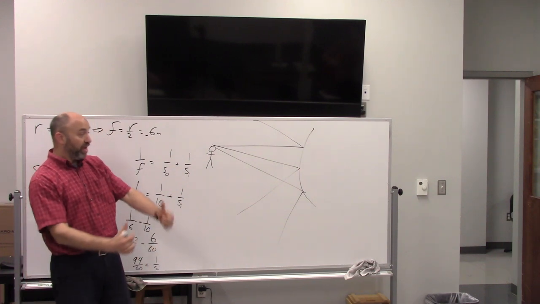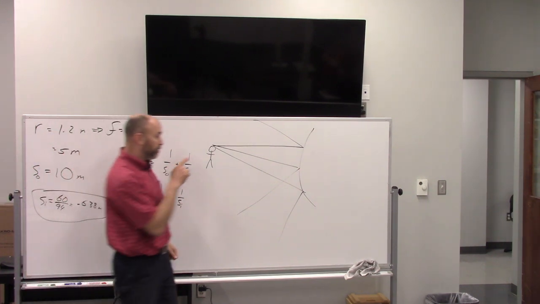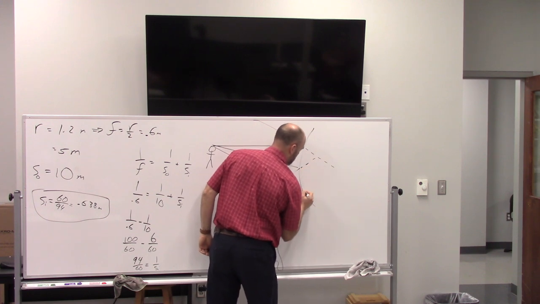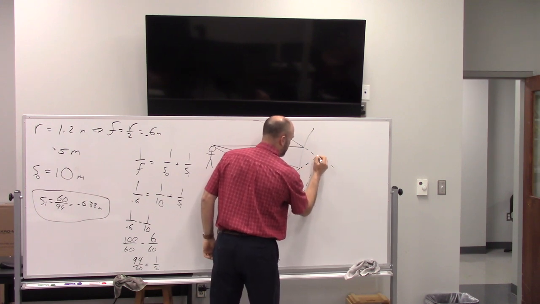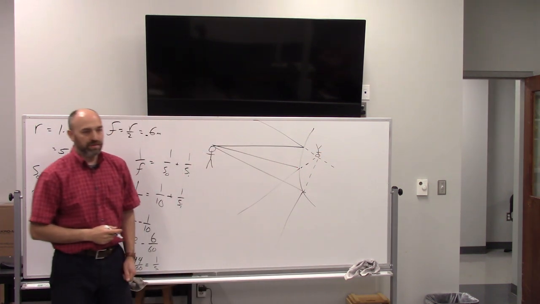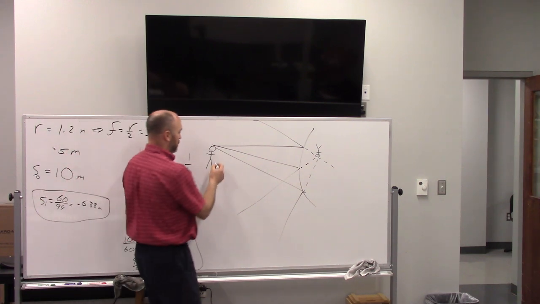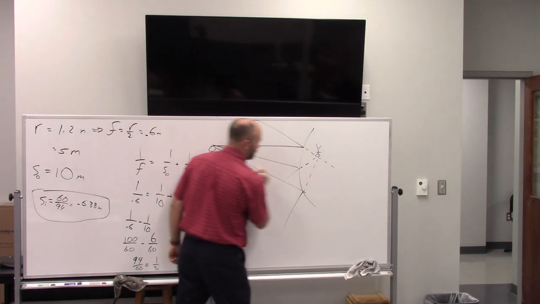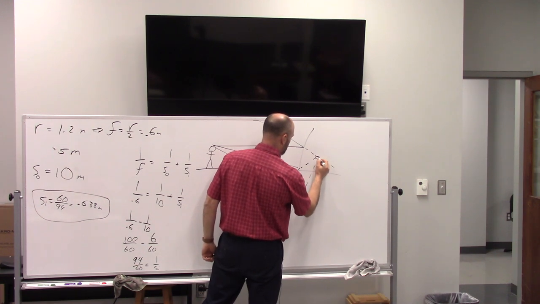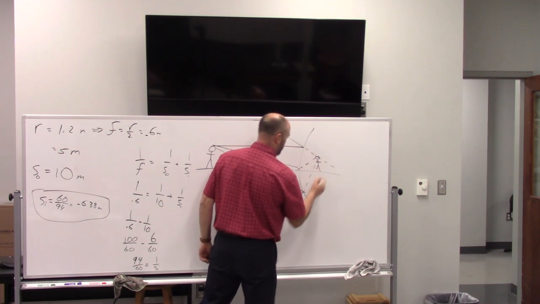Yeah, the real light diverges. But your brain looks at it and says, oh, this light came from here. I think that person is here. And this... floating inside the mirror. Wait, I did that backwards. Let me try this again. There we go.